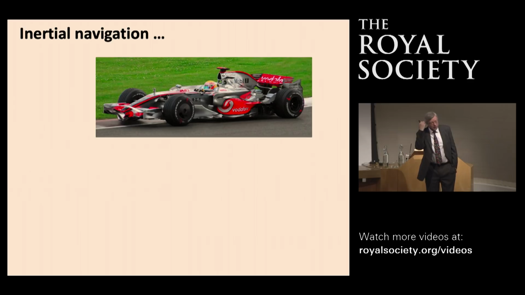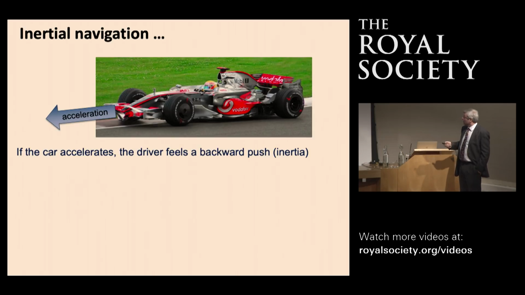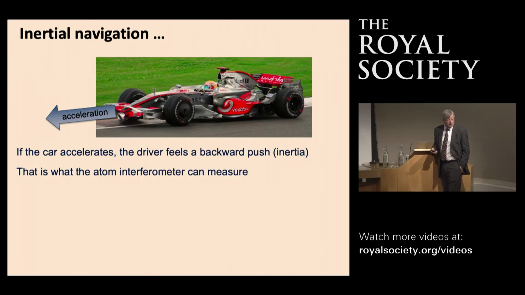Well, one thing you can do is called inertial navigation. And what I mean by this is Lewis Hamilton sitting in his Formula One car. When the car accelerates, the driver feels a push. I'm sure you've all felt this. You feel a push in your back. And that is caused by the fact that the car accelerates. And that's called inertia. So that force that you feel on your back is exactly the force that the atom interferometer can measure. So if I put into the racing car, I'm not going to do this, but if I put into the racing car an atom interferometer, I could measure Lewis Hamilton's acceleration.